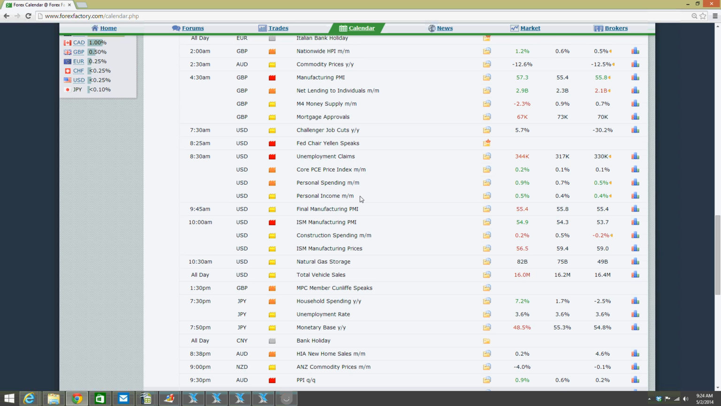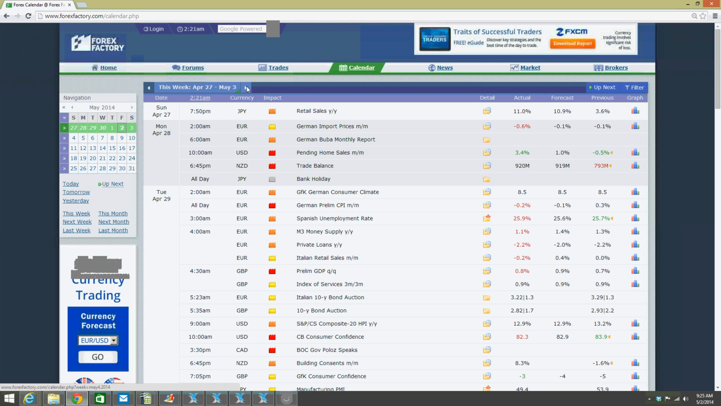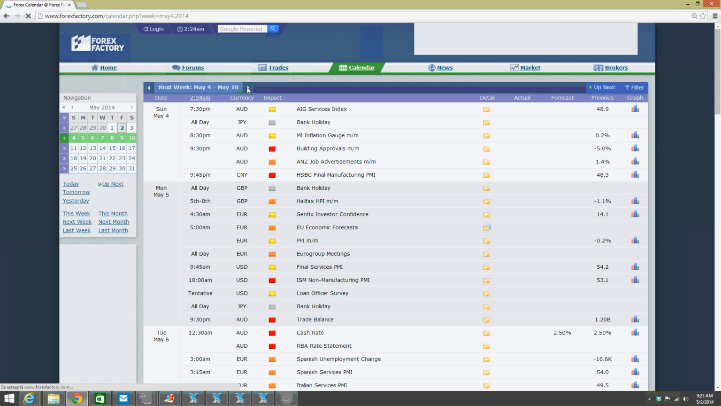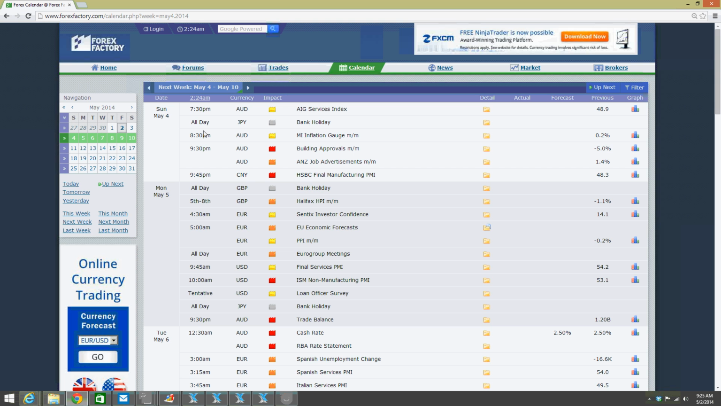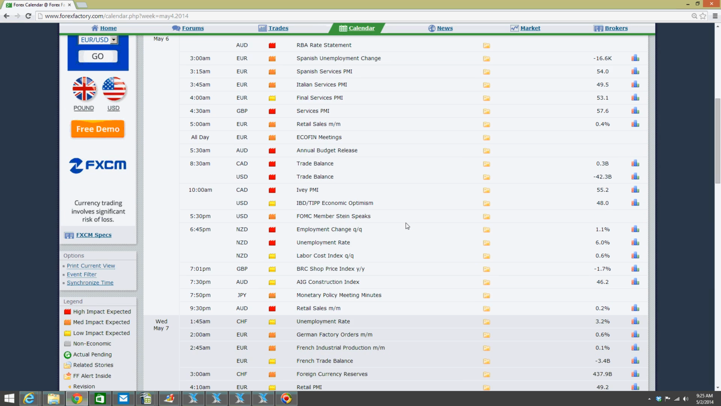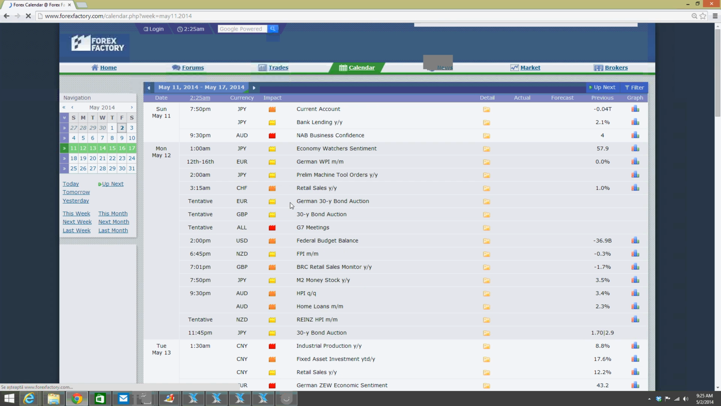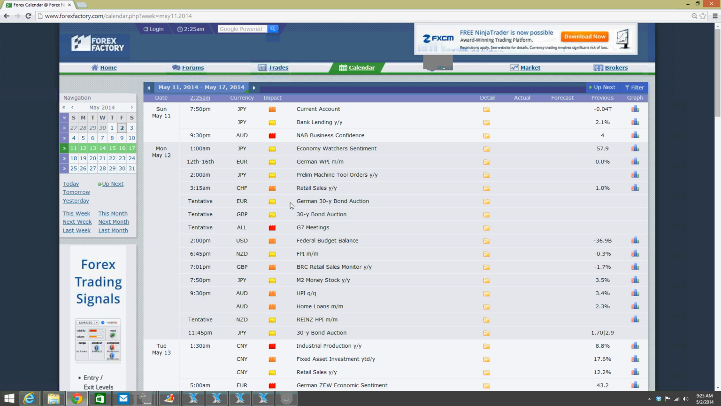Now these are the events that happened this week and that are going to happen today. But if you click here on this arrow, these are the events for next week, starting with May the 4th until May the 10th. So we already know what the market is going to expect next week. These are all the economic events. You even know, if you click further, what the economic events are going to be two weeks from now. What I'm trying to say is that this economic calendar is vital.